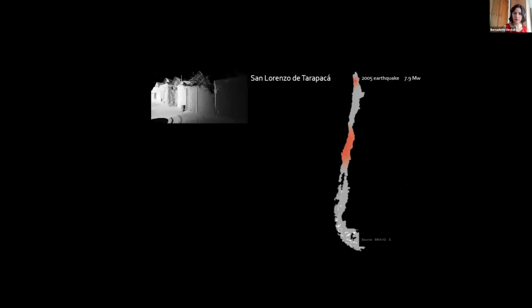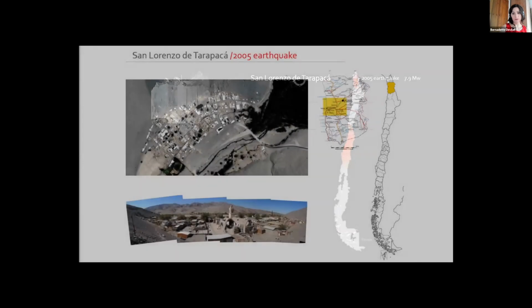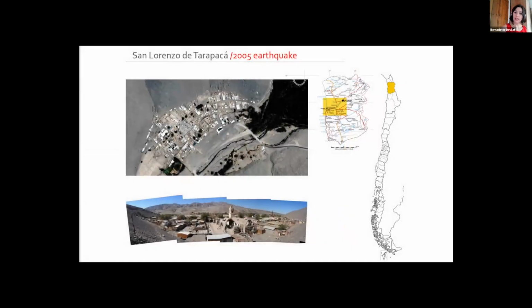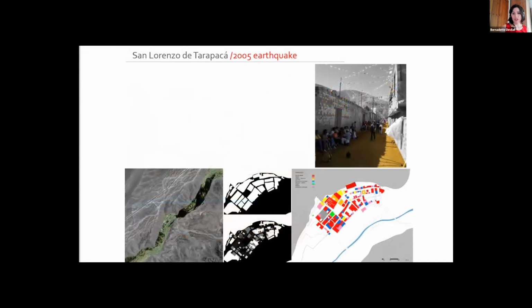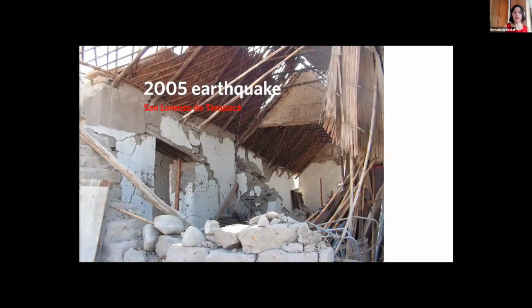So let's see this in more detail in each case study. Tarapacá is located in the first region of Chile in the north area of the country, composed mainly of dwellings that have been built using traditional building techniques around the main square and church dating from the 18th century. An earthquake of 7.9 in the moment magnitude scale affected this village in June 2005.